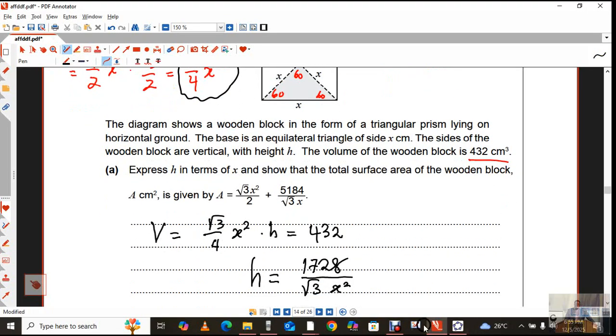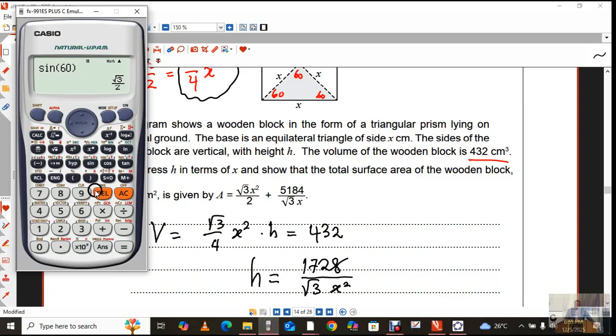So I'm going to show you step by step to calculate what I did. I say, okay, wait a minute. 432, I'm going to multiply it by the inverse of this, which is 4 over root 3. Of course, it's going to give me that answer like that, but I don't really want that answer. So I'm just going to say 432 times 4, that gives me 1728. And then I'm going to divide it by root 3, and also by x squared, because x squared is on the bottom there.